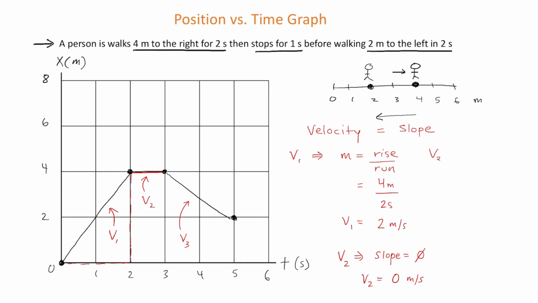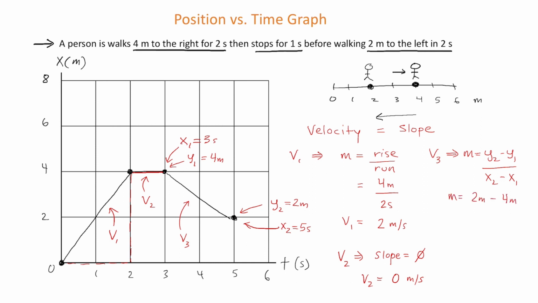Now we want to find v3. I could use rise over run again, but just to show a different example, I'll use the m is equal to y2 minus y1 over x2 minus x1 equation. In order to solve for slope, we just need to identify our variables. If we look at our graph, we can see that y2 is equal to 2 meters and x2 is equal to 5 seconds. We also have y1, which is equal to 4 meters, and x1, which is equal to 3 seconds. We can plug these numbers into our equation and solve for the slope. When we do the math, we can see that v3 is equal to negative 1 meters per second.